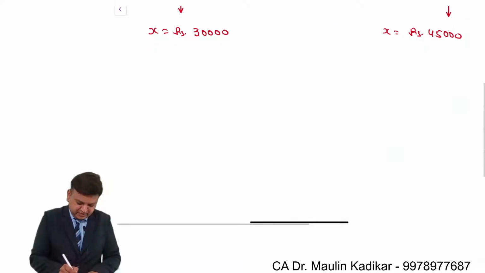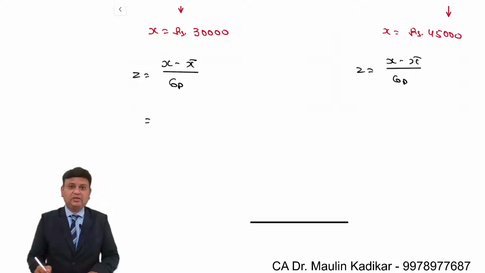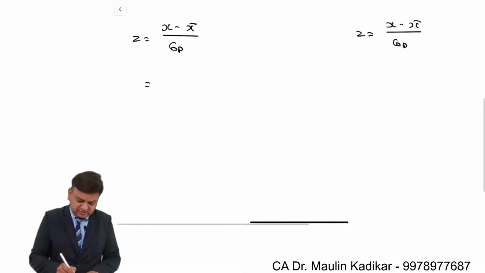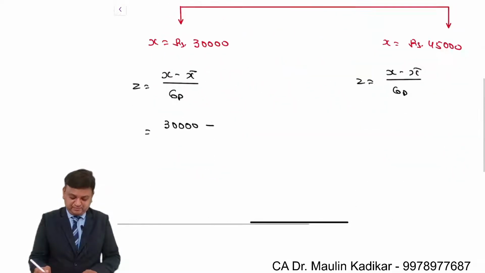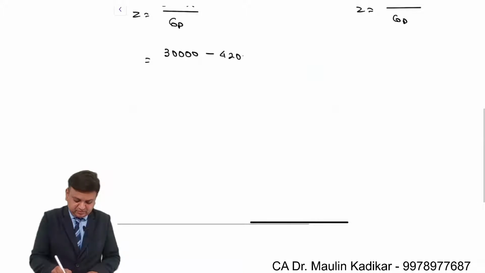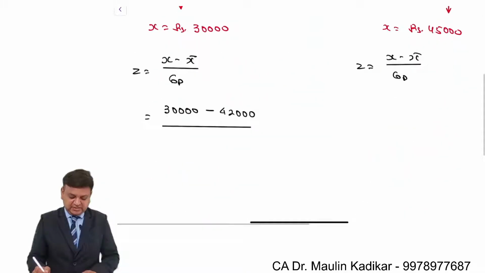Okay. So now Z is equal to X minus X bar divided by sigma p. Similarly, Z is equal to X minus X bar divided by sigma p. This is what we understand. What is the value of X? X value is 30,000, minus what is X bar? X bar is an amount of 42,000. So 30 minus 42, divided by the standard deviation of the project. What is the standard deviation of the project? It is 9,000. That is the volatility.